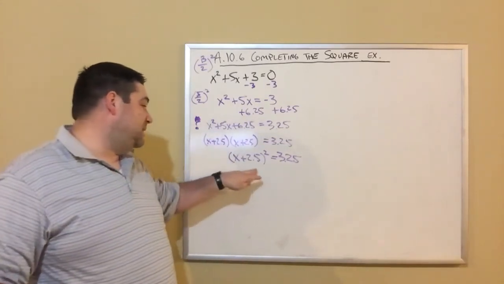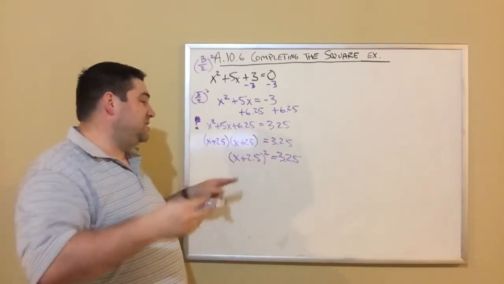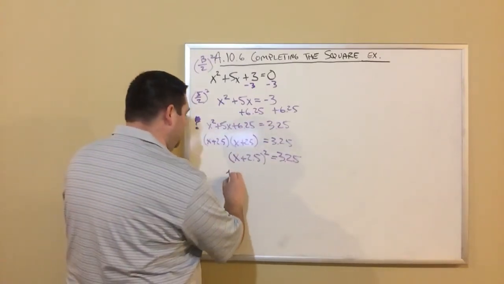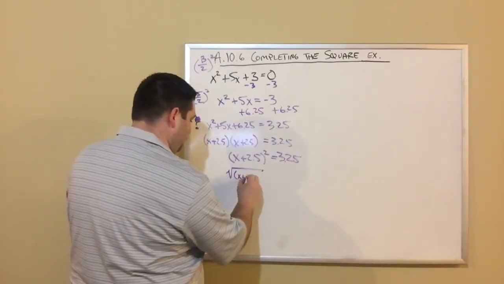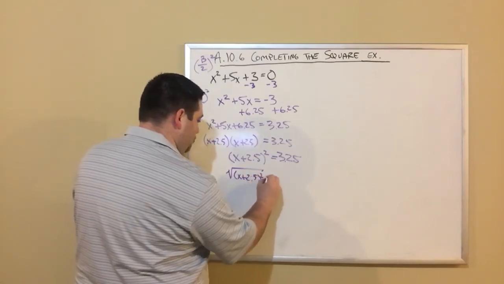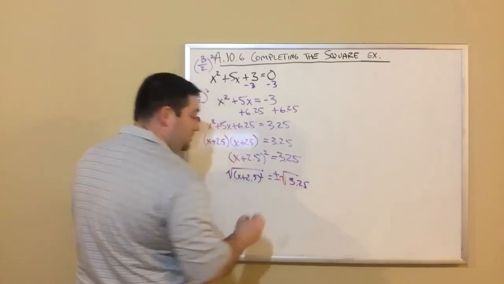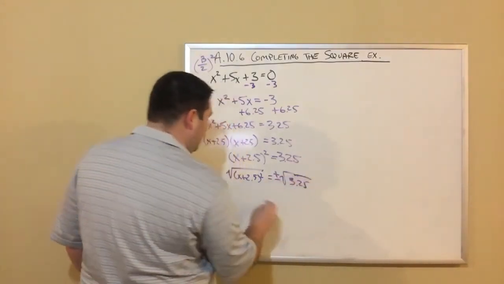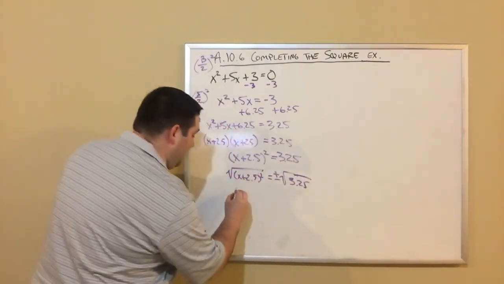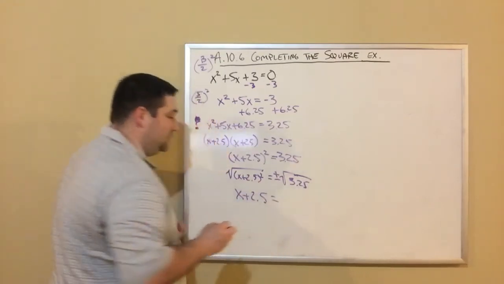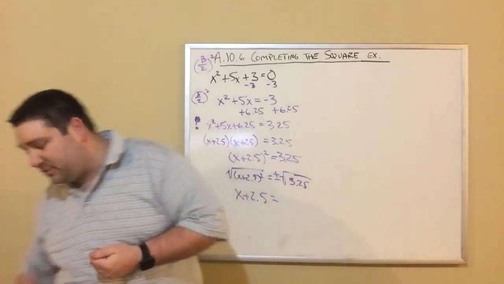All right, so we got x plus 2.5 in parentheses squared equals 3.25. And this is where we can take the square root of both sides. And remember, this is plus or minus the square root of 3.25. So over here, the square root and the squared cancel out. So I just have x plus 2.5, and that equals plus or minus whatever the square root of 3.25 is.